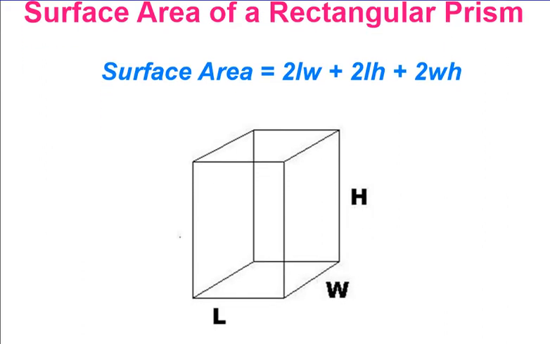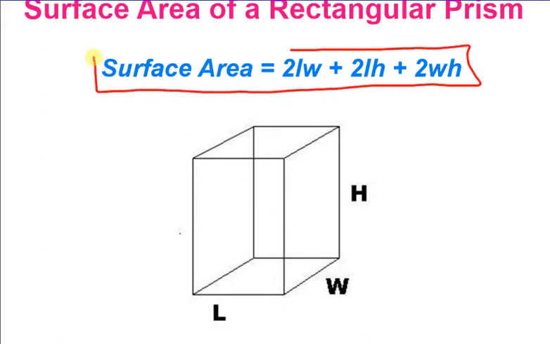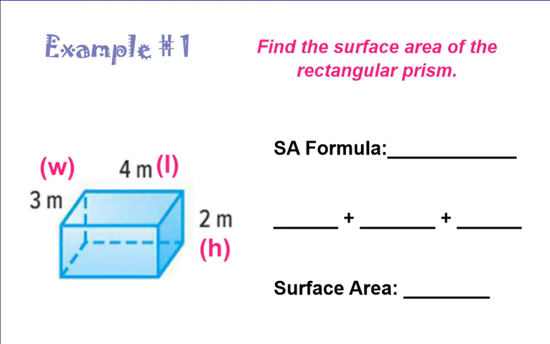So when we look at a rectangular prism, it's going to look something like this. The surface area formula, it's going to be a little bit longer, but it's going to come naturally after a while. It is 2LW plus 2LH plus 2WH. Okay? So that's the official formula to use. But if you ever forget, find the area of each side, add them all up together.